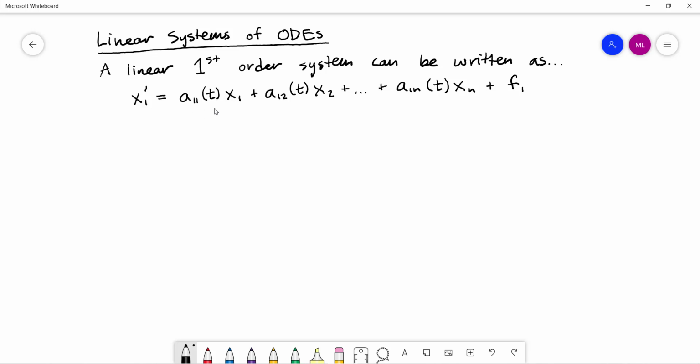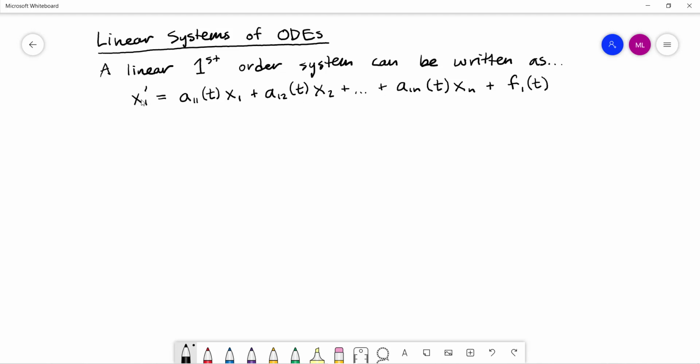If I just had these two terms, this would look like a normal first-order differential equation that we've been trying to solve in the past. Similarly, if I included this plus f1 term, which I should make clear can also be a function of t, we would know how to solve that, again, based on the methods from when we were dealing with single first-order differential equations. But it's these other terms in here that complicate things.